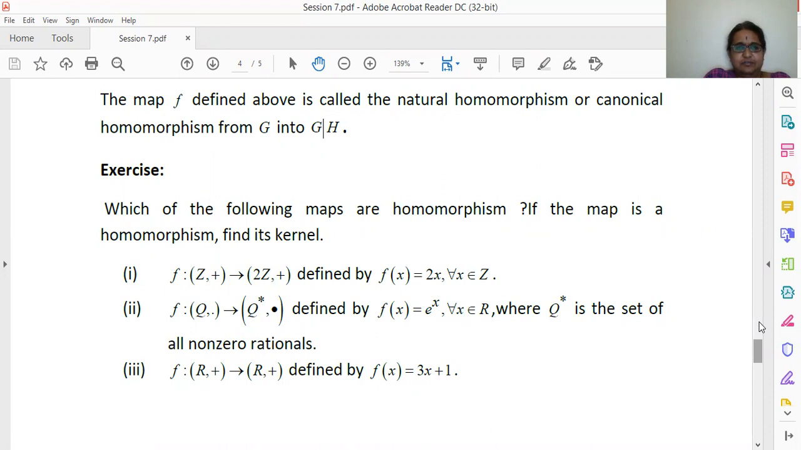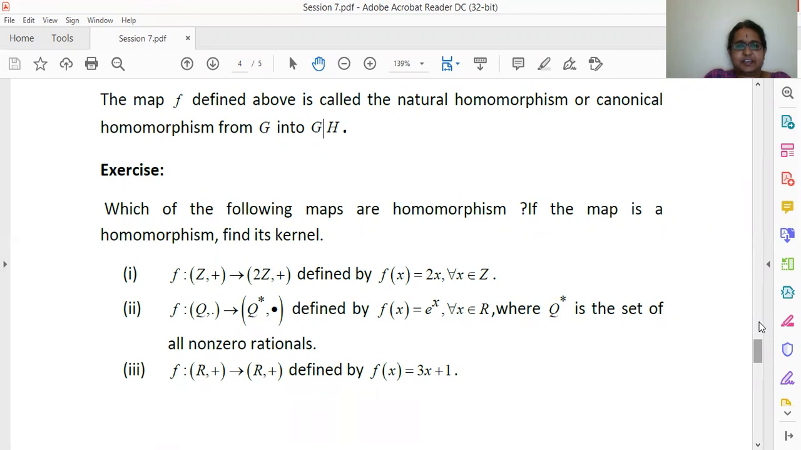f of x is equal to 2x, f of y is equal to 2y. Consider f of x plus y. f of x plus y is equal to 2 into x plus y, that is 2x plus 2y. And f of x plus f of y is again 2x plus 2y. Hence, the mapping is a homomorphism. Now we have to find the kernel.